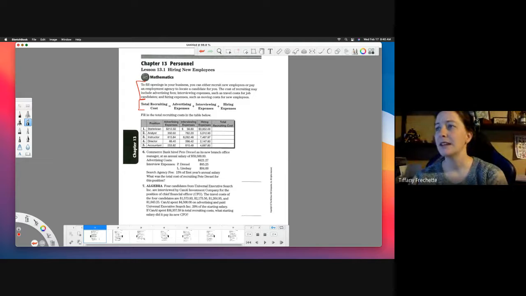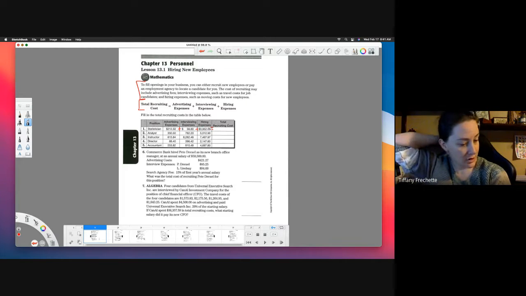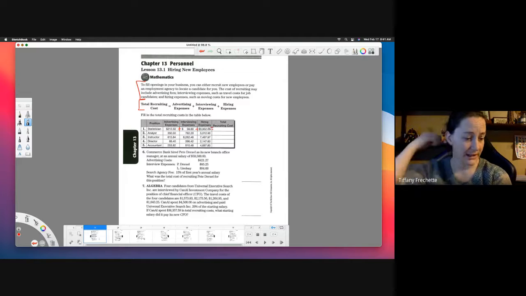And they give us interviewing expenses, hiring expenses. So if we want the total recruiting cost, like they just showed us up here, all we're going to do is add these columns together. So we're going to add these 3 columns together, and that'll give us our total here. So this one, super basic. We're just adding the 3 columns on all 3 of these. So I'm going to let you guys do these calculations. Not too bad there.